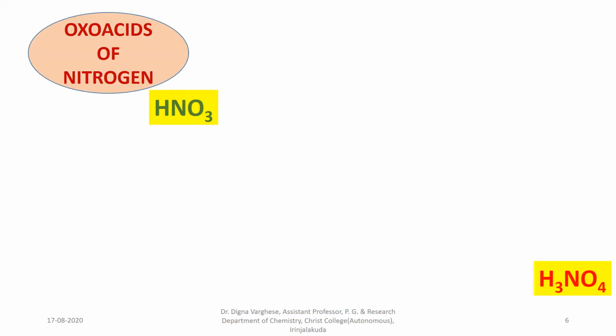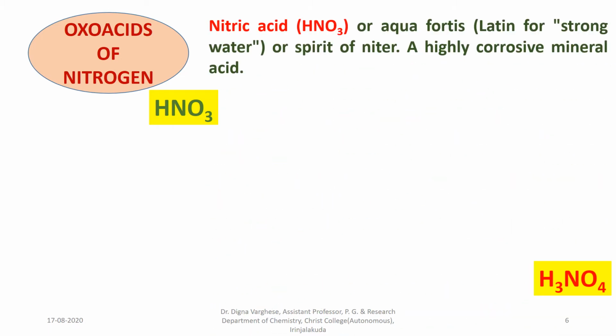Another two important oxoacids of nitrogen are nitric acid and orthonitric acid. Nitric acid, or aquafortis, derives its name from a Latin word meaning strong water. It is also known as spirit of nitre. It is a highly corrosive acid and the most important oxoacid of nitrogen. Nitrogen in this acid shows the +5 oxidation state.